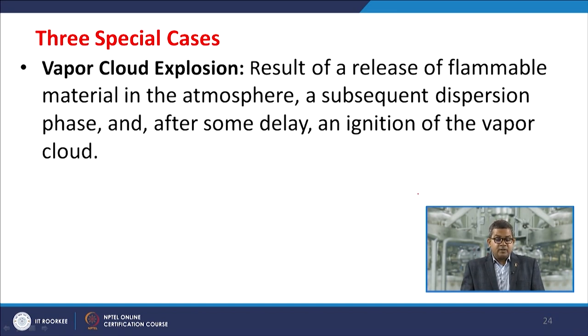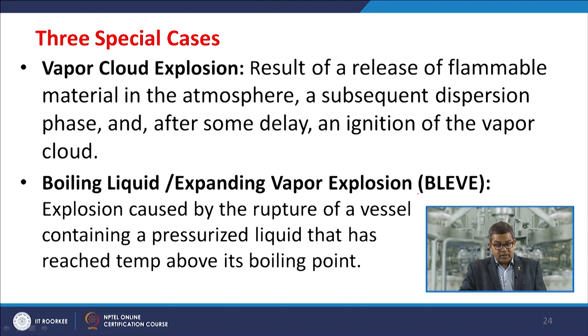Now, in subsequent slides or modules, we will discuss three special classification streams. One is vapor cloud explosion. This is the result of the release of flammable material into the atmosphere, a subsequent dispersion phase, and after some delay, ignition of the vapor cloud. We will discuss these cases in detail. The second is the boiling liquid expanding vapor explosion, BLEVE. This is the explosion caused by the rupture of a vessel containing a pressurized liquid that has reached a temperature above its boiling point. We will discuss this one.